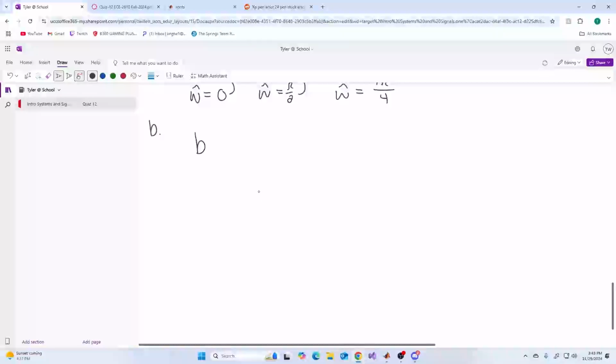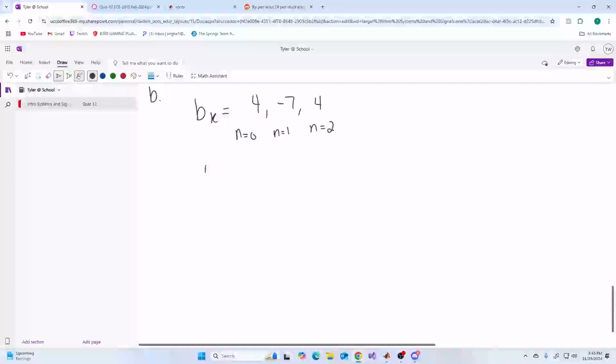So my B sub K equals, we had a 4, a negative 7, and a 4. Because something was written there, we start at n equals 0, and this will be n equals 1, and this will be n equals 2. So we can write this as 4e to the j 0. And I just put a negative sign because it's always negative. Minus 7e to the negative j, and I take my n, which is 1, w hat. Let me add a w hat here.